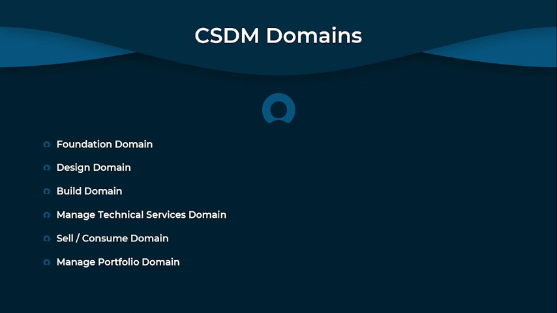Then sell consume domain. The sell consume domain involves the tables used by the service portfolio management and customer service management. This is the portfolio and request catalog of business service offerings that depend on the deployed digital products. Then manage portfolio domain. The manage portfolio domain is the layer on top of the CSTM conceptual model that interacts with the other CSTM domains. The typical user, a service owner, might be responsible for services in more than one domain.